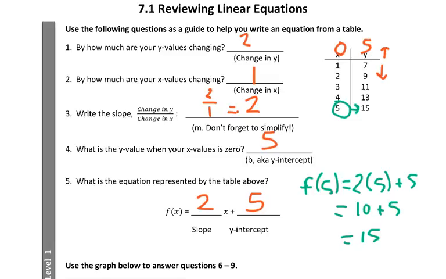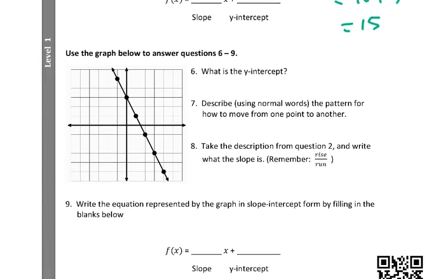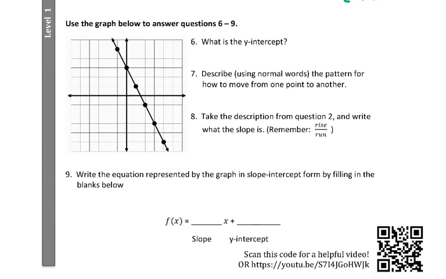But wow, we got a long level 1 section here. So let's go ahead and scroll up and talk about how to find these things from a graph. So the y-intercept in the graph is right here. It is an ordered pair. We always write y-intercepts as an ordered pair, so it's the ordered pair (0, 3).